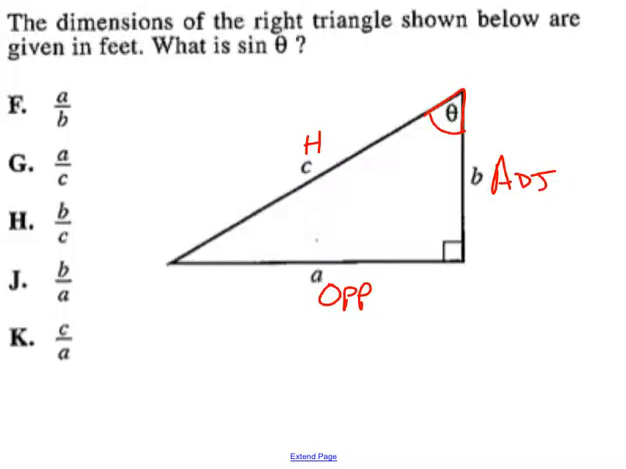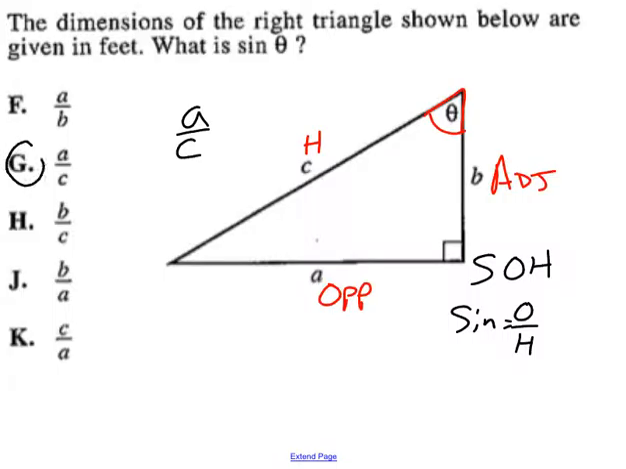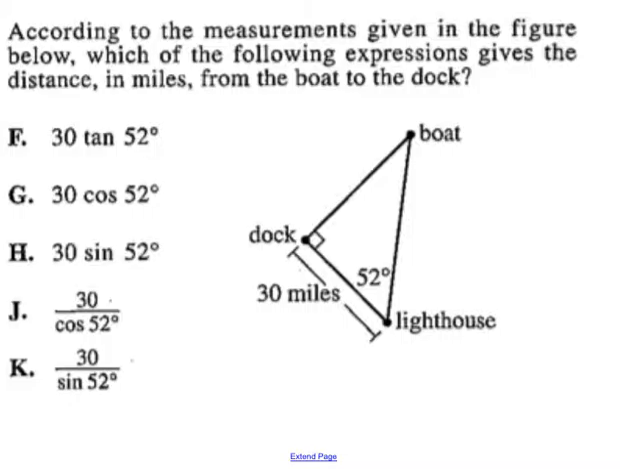So in this question it says, what is sine? Sine, we said, is the SO part of SOHCAHTOA. So sine is opposite over hypotenuse. I need to write what the opposite is, which in this case is A, over the hypotenuse, which is C. So my answer is G, A over C. Setting up the triangle and realizing what angle they're talking about is the most important stuff.